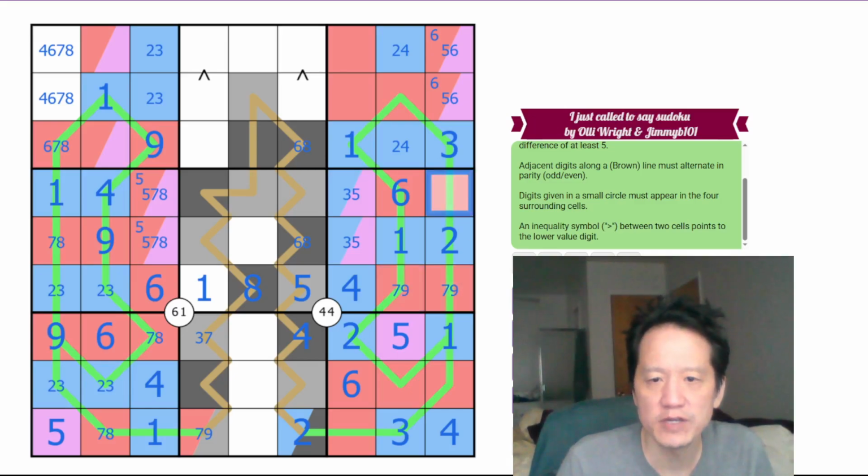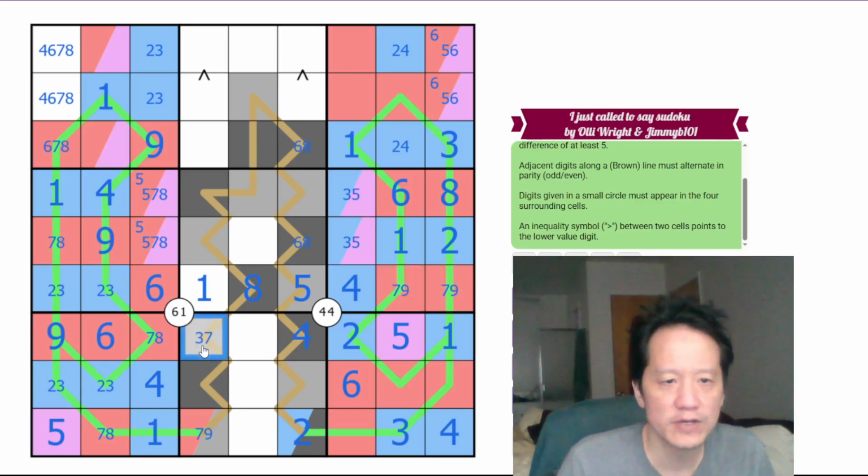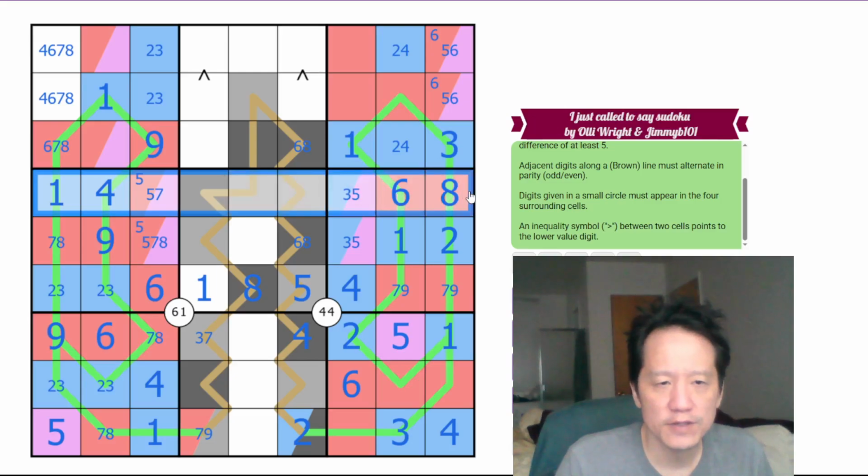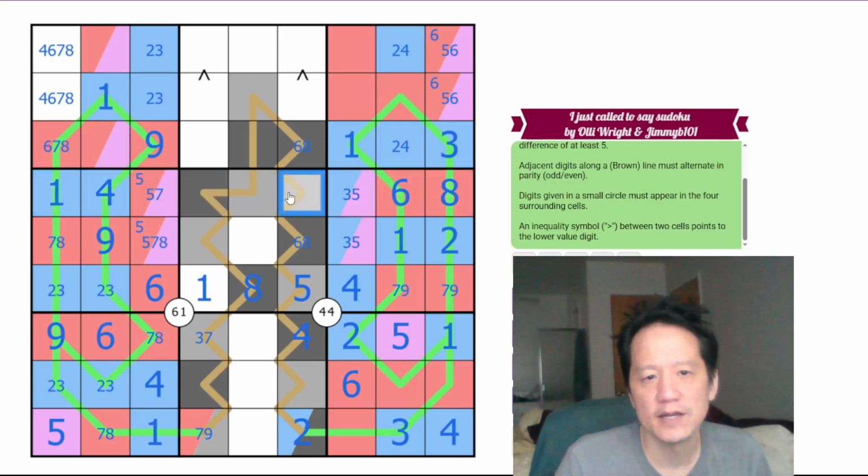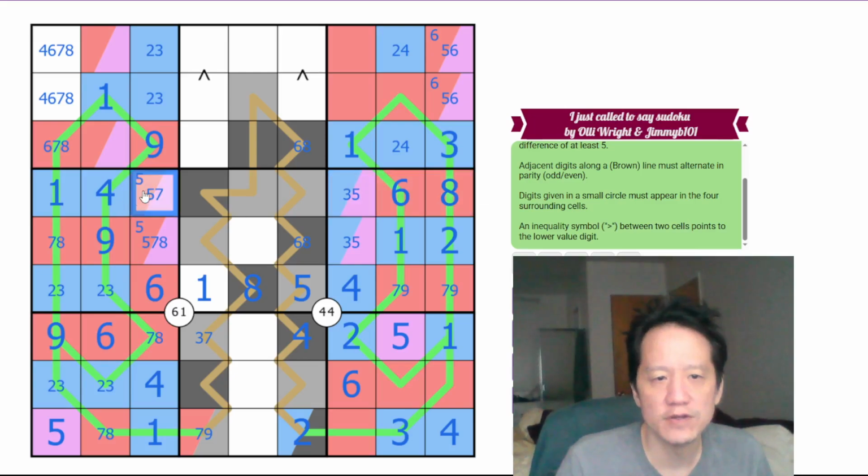So this must be 8 then, because of the remaining digit in that box. 7 and 9 both work here. This cannot be an 8. Where is the 2 in this row? Row 4. Cannot be in the odd digits. Can't be any of these. So it must be here. So this is a 2.